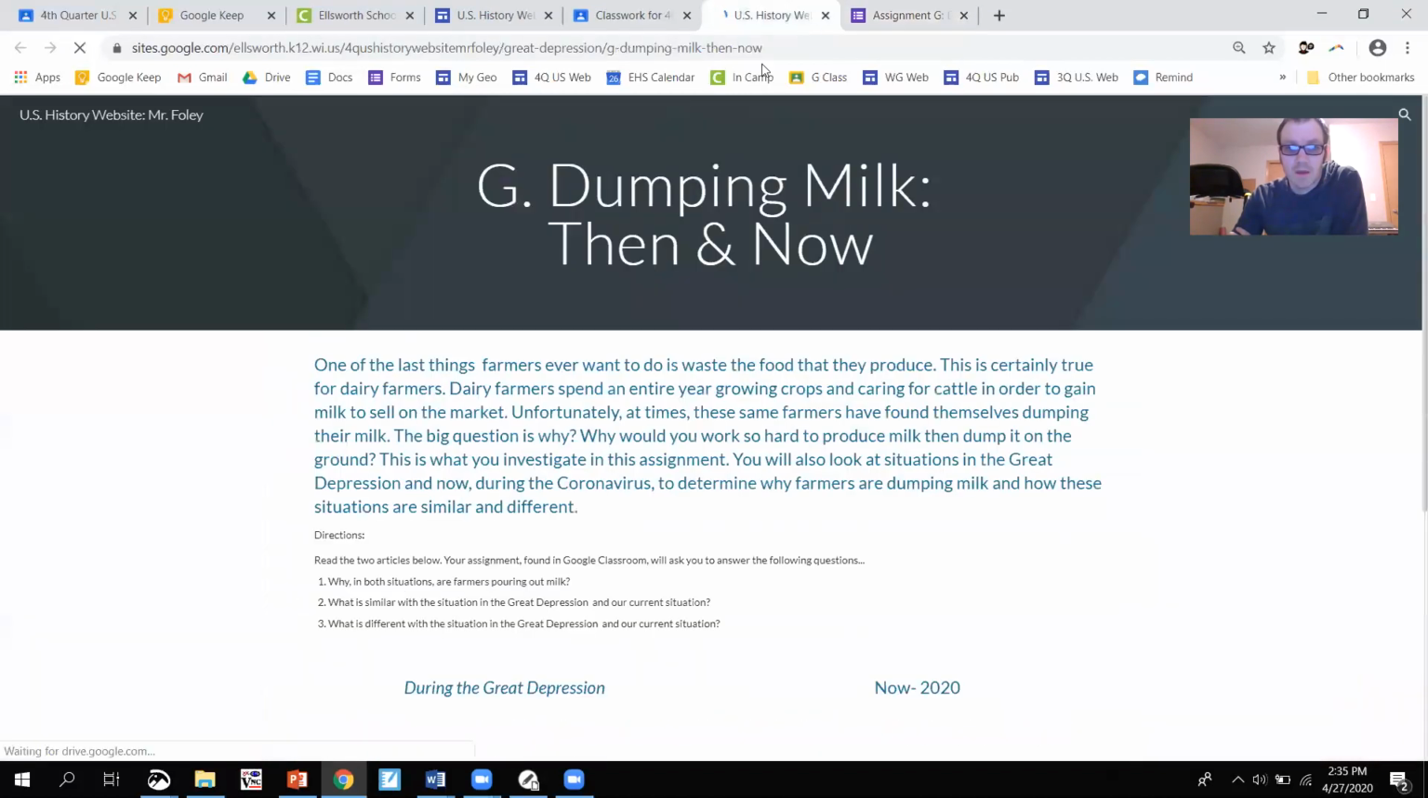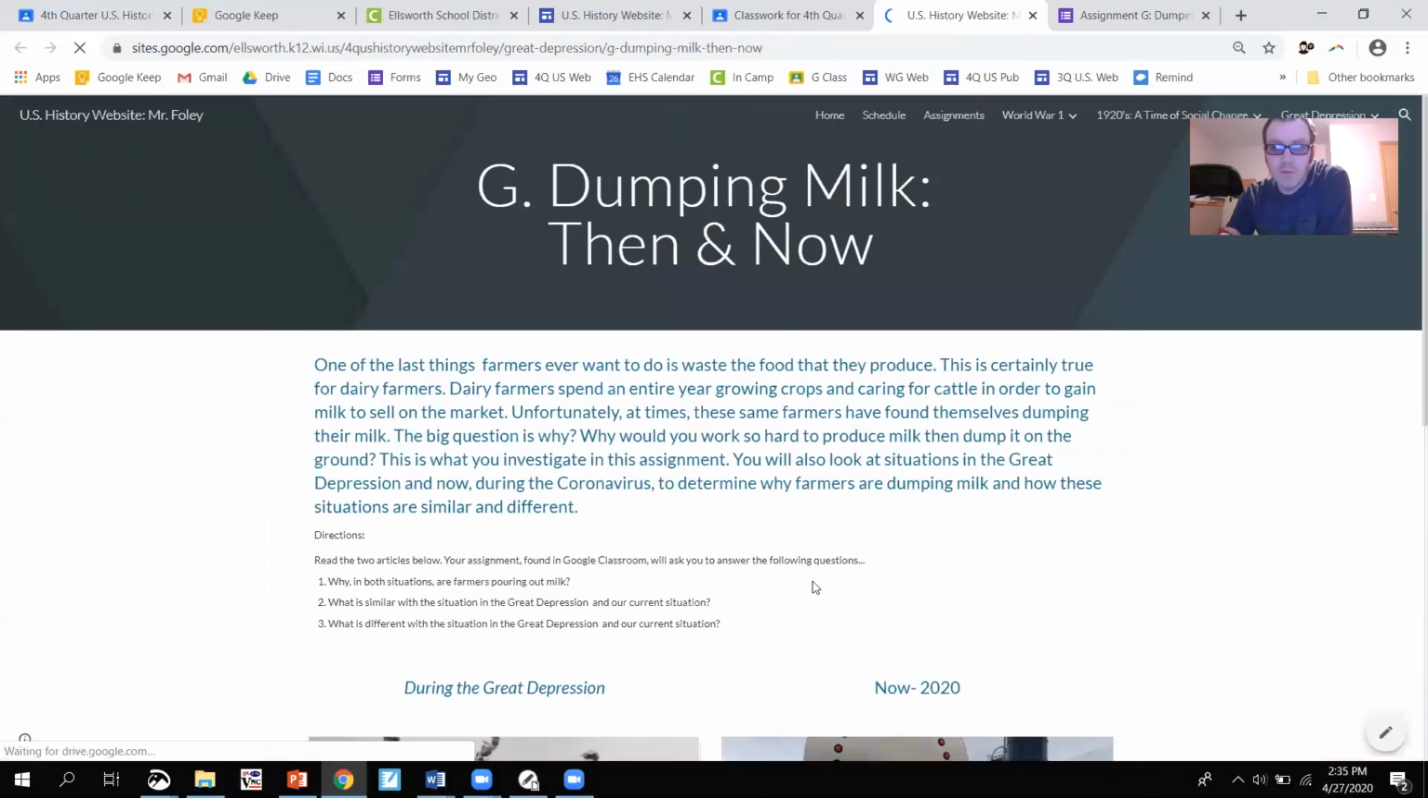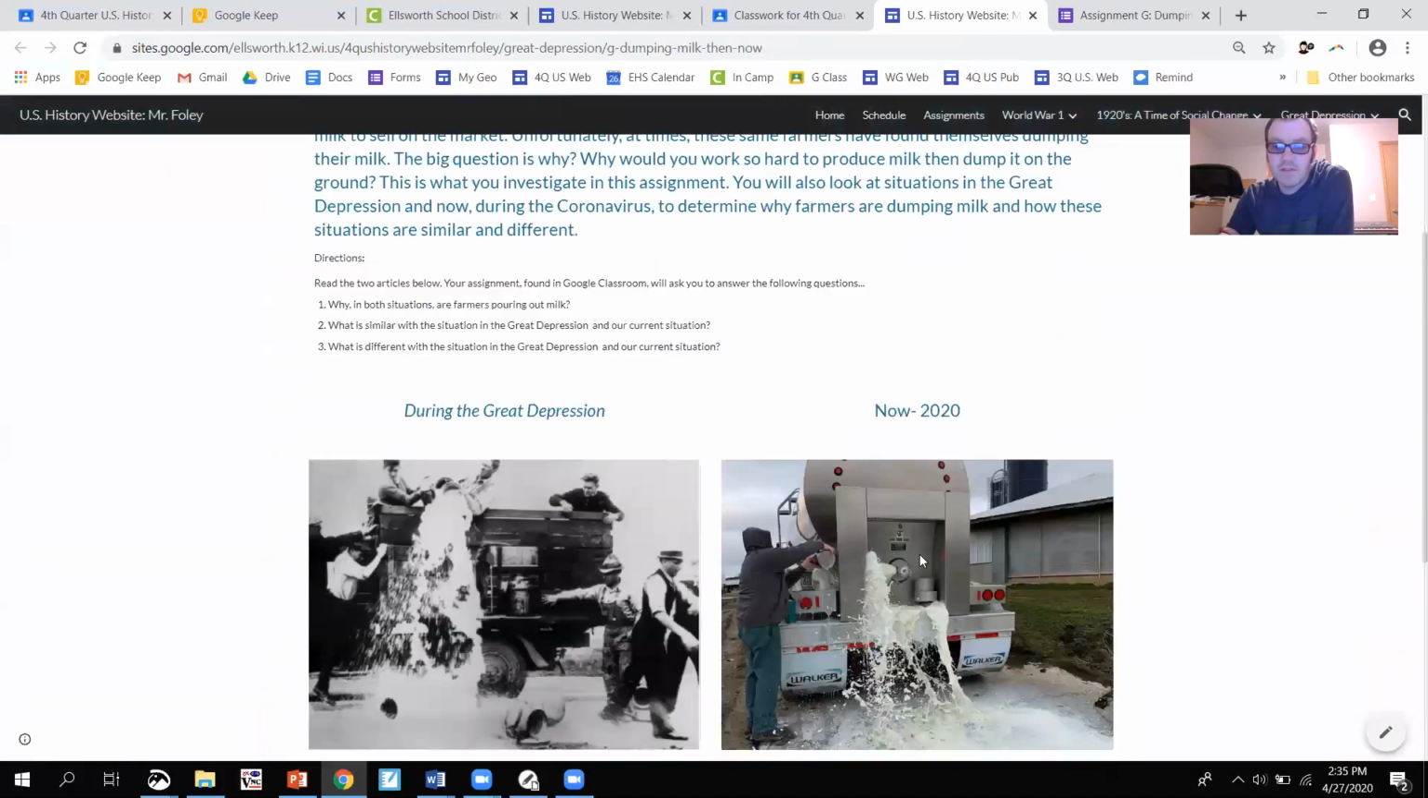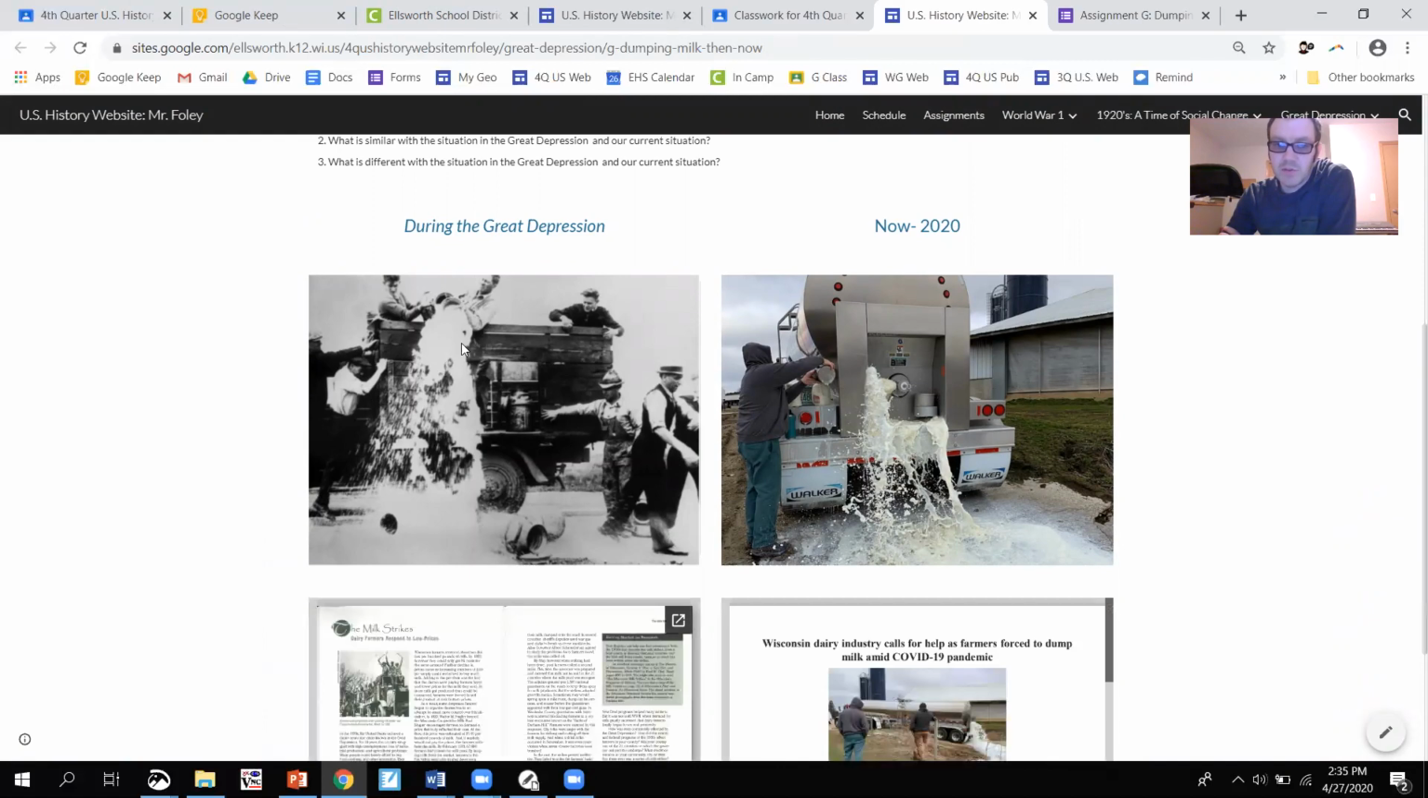Okay, so what we're seeing right now is that some farmers, as you can see in this picture, are being forced to dump milk, which is something they clearly do not want to do. We also saw this happen in the Great Depression. And so your job with this assignment will be to look at why are they pouring out their milk and wasting it? What is similar between the situation in the Great Depression and now, and what's different?